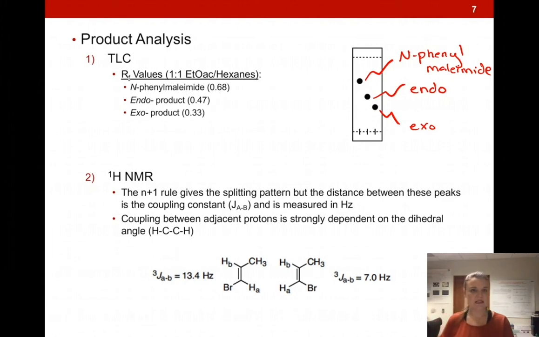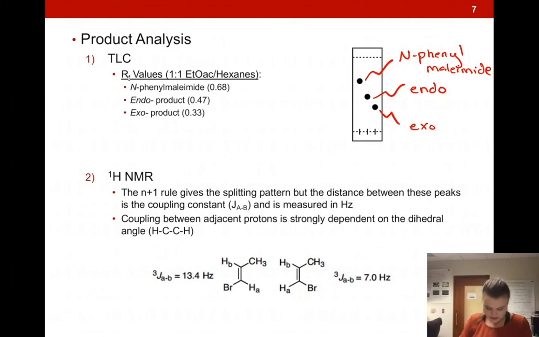The second analysis we will be doing is proton NMR. And at this point, you need to recall the N+1 splitting rule. So if you have a proton surrounded by two other protons, you'll do 2 + 1, which will give you 3, and that'll be a triplet. Or if you have a proton next to another proton, that'll be 1 + 1, which will give you a doublet. And so let's use that as an example.